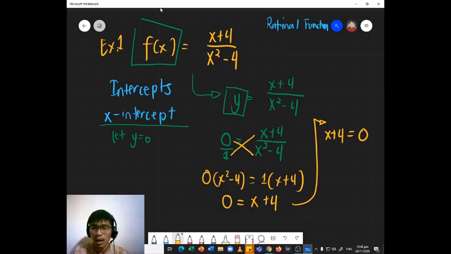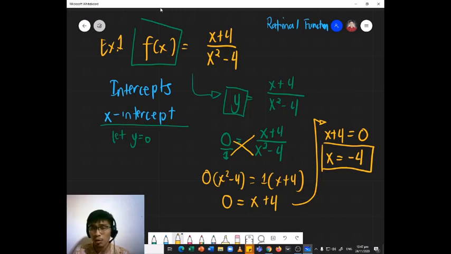After that, you find the value of x. Since that is the x-intercept, you need to find the value of your x. So let's transfer positive 4 to the other side. It will become x is equal to -4. So we already have our x-intercept.